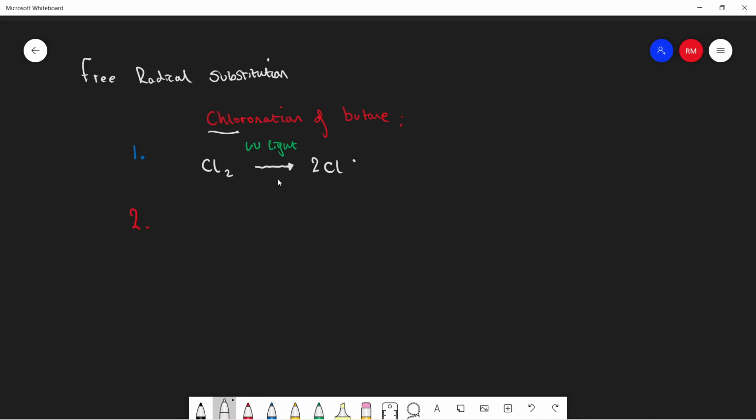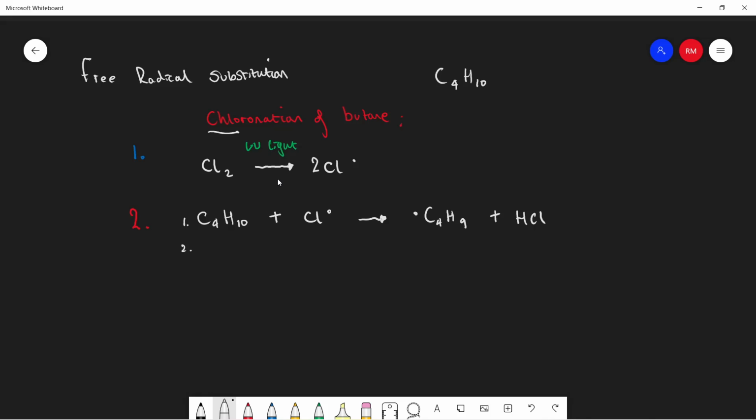Now, in step two, we have the propagation, which is butane, C4H10, the main part of the reaction where we form the intermediate, the butyl radical. At first, it's going to react with one of our chlorine radicals to form the butyl radical and hydrogen chloride. Fine, that's part one of the propagation.